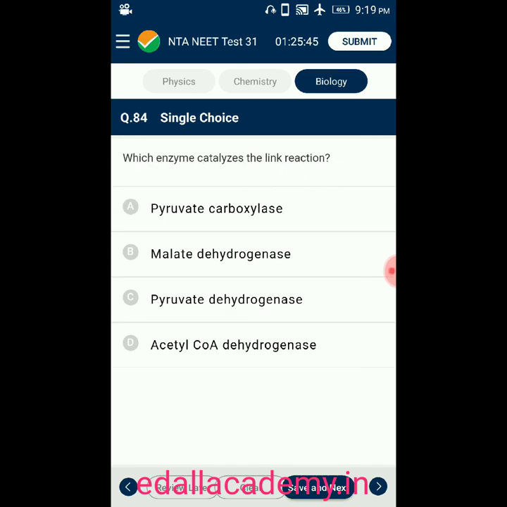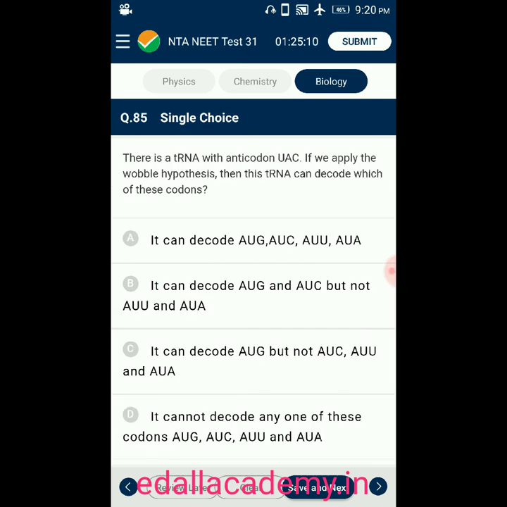Question number 84. Which enzyme catalyzes the link reaction? The pyruvate molecule enters the mitochondrial matrix where it is converted to acetyl-CoA by a reaction known as oxidative decarboxylation in the presence of oxidizing agent NAD+. The enzyme responsible for this reaction is pyruvate dehydrogenase and cofactor Mg2+. So the answer for this question is option C, pyruvate dehydrogenase.